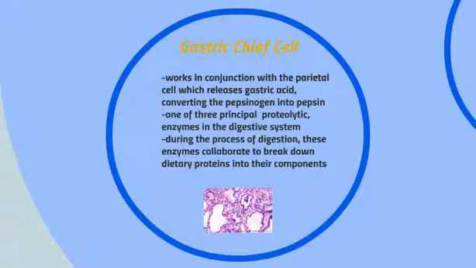Gastric chief cells work in conjunction with the parietal cell, which releases gastric acid, converting the pepsinogen into pepsin. Pepsin is an enzyme whose pepsinogen is released by the chief cells in the stomach and that degrades food proteins into peptides. Gastric chief cells are one of the three principal proteolytic enzymes in the digestive system. During the process of digestion, these enzymes collaborate to break down dietary proteins into their components.